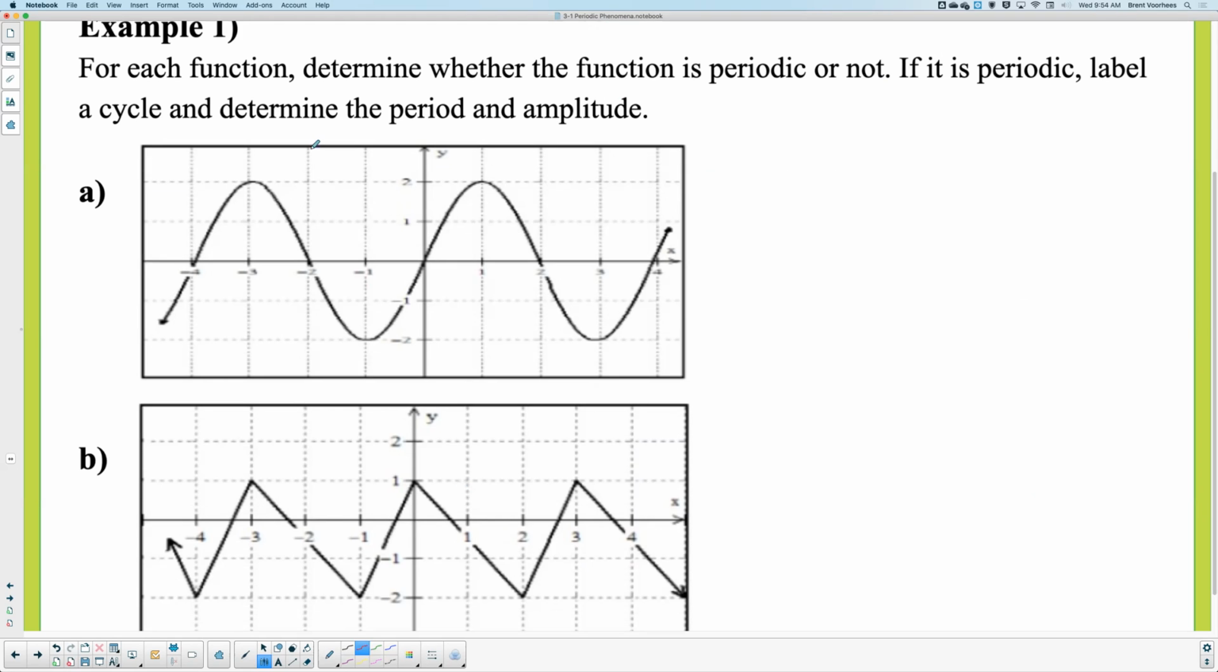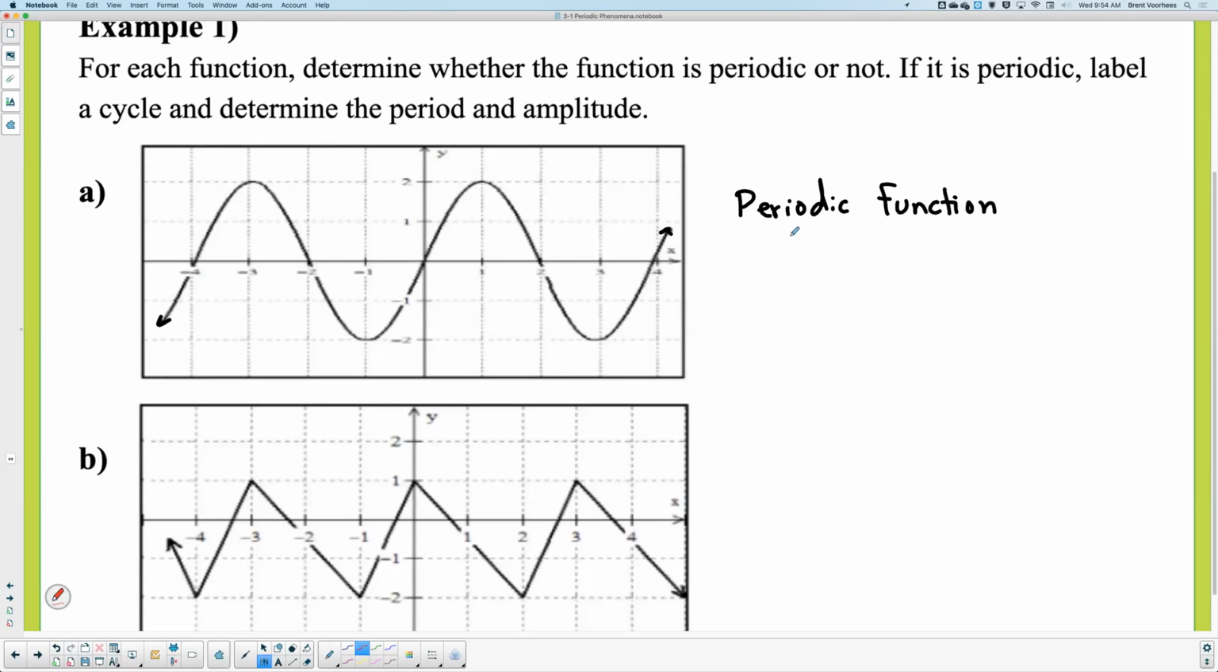Let's look at this first graph. These arrows did not come through well, so I'm going to add this as an arrow here and as an arrow here. What do you think? Does this look periodic to you? Does it look like we're repeating the same values over and over? Yes. Okay, this is a periodic function. And I'm using the word function. Remember, a function means it passes the vertical line test. Does this pass the vertical line test? So it is a periodic function.